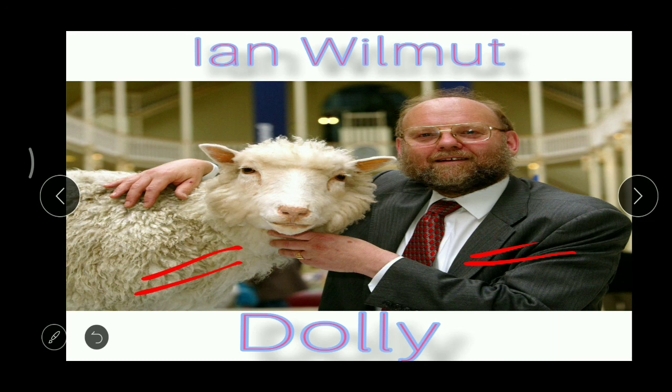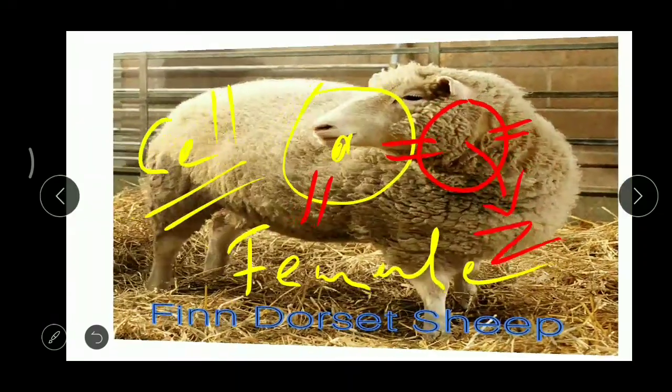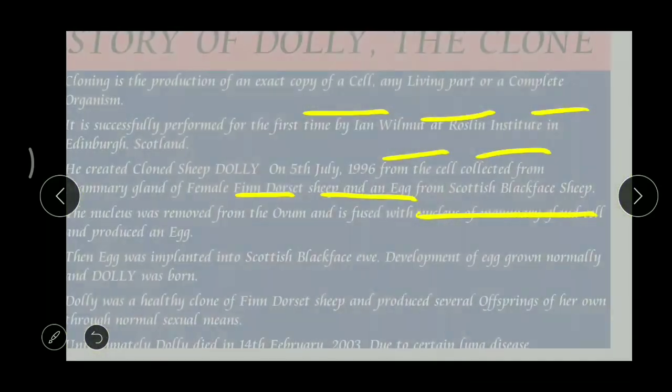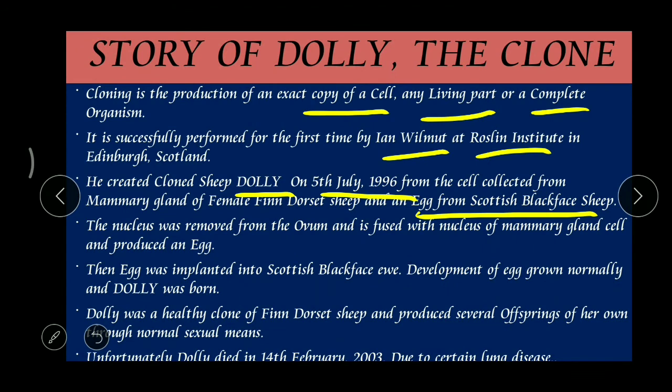Later, this Dolly also produced many young ones by the normal sexual method. But unfortunately, this animal died on February 14th, 2003, due to some lung disease. That means this animal got a lung infection, and the doctors could not save that animal. Got it?